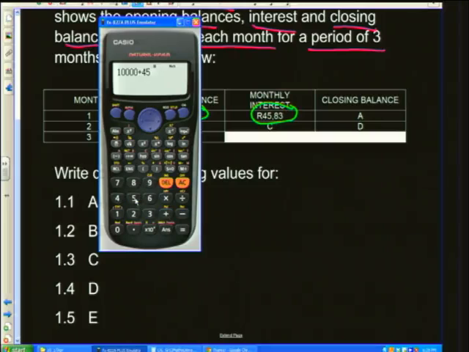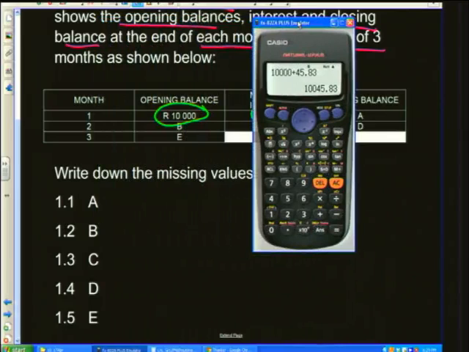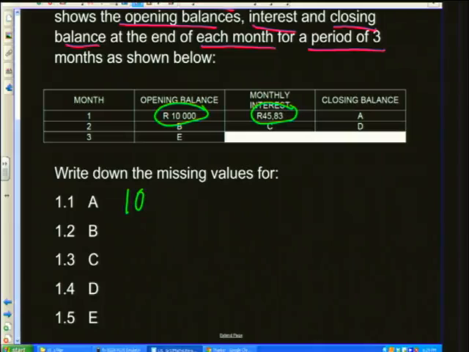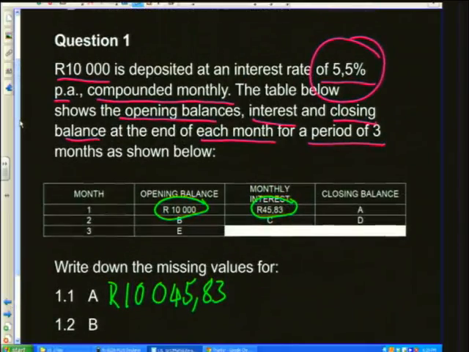Plus 45 Rand and 83 cents. So that's equal to 10,045 Rand and 83 cents. That's what A is. So I'm going to write it down here: 10,045 Rand and 83 cents. You with me? Now, like I said, I want to check whether the examiner was thinking properly. Because he said 5.5% per annum, and it's compounded monthly.